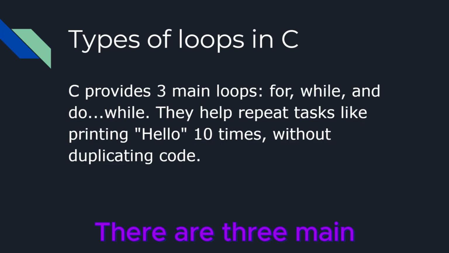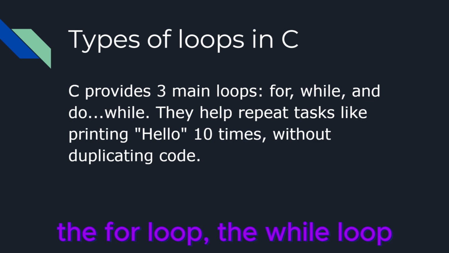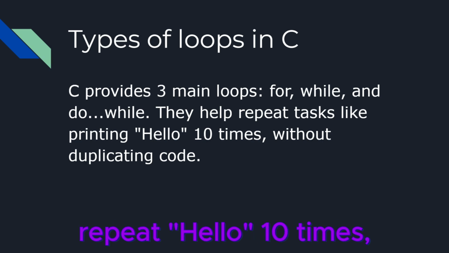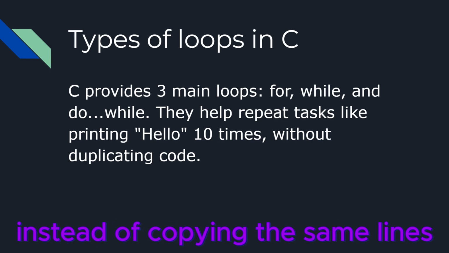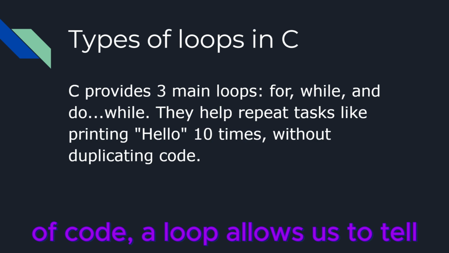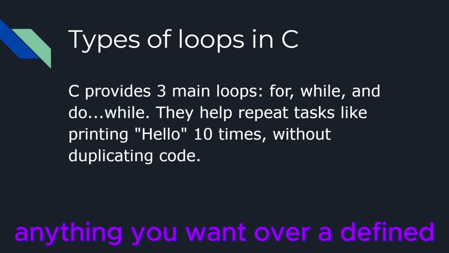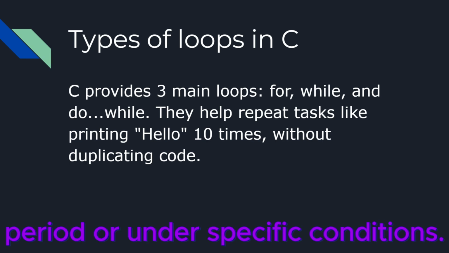There are three main types of loops in C: the for loop, the while loop, and the do while loop. Imagine that you're trying to repeat hello 10 times. Instead of copying the same lines of code, a loop allows us to tell the computer to write down anything you want over a defined period or under specific conditions.